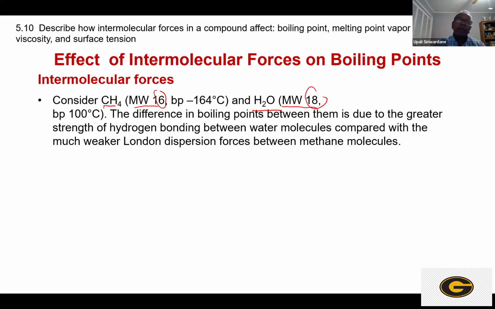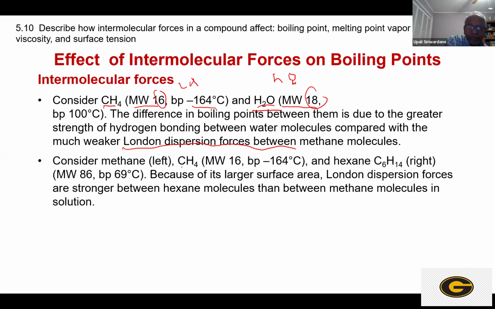16 and 18 are very close to each other. Therefore, for these two, methane has a lower boiling point than water because of the hydrogen bonding. Methane has London dispersion, which is weaker. Therefore, methane has the lower boiling point. Hydrogen bonding between water molecules gives it a higher boiling point.